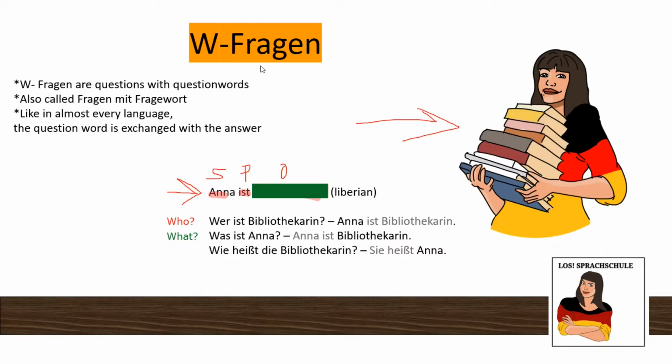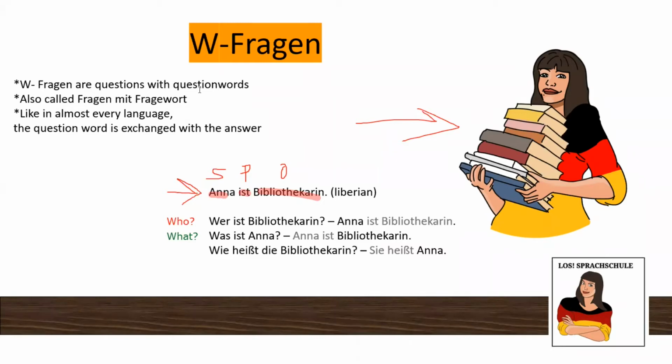Now we have the third one. You might think, okay, the only thing left is the verb. So maybe it is that we don't know the verb. But of course, this is not correct. We cannot say Anna, what librarian? Of course, this makes no sense. So this is not the question word for the verb or something, but it is wie.